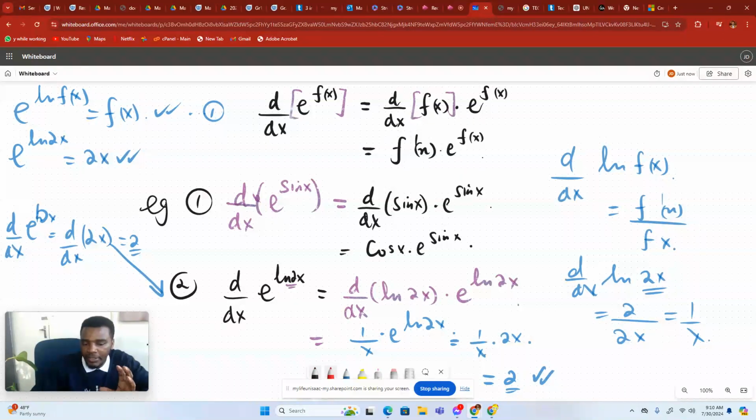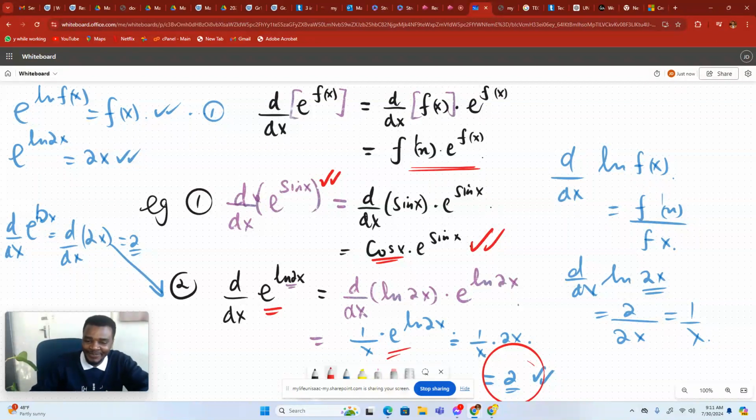How we differentiate an exponential function: if we differentiate e to the power of f of x, this is the result that we get. As we see on the derivative of e to the power of sin x, we differentiated the power and got cosine of x and multiplied by that function. And on the derivative of e to the power of ln of 2x, the first thing we did was differentiate ln of 2x, and that result we multiplied again by the function until we simplified and got 2. So that's how we differentiate exponential functions. Awesome.